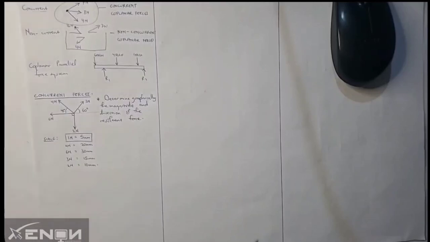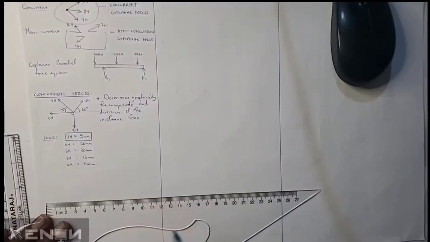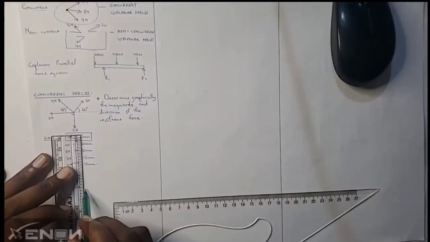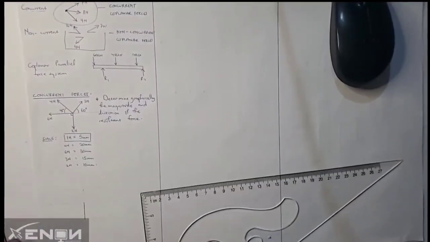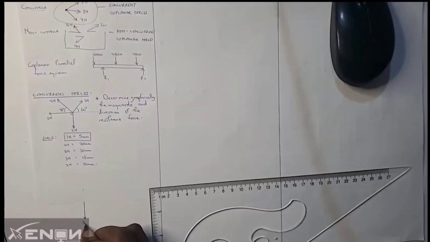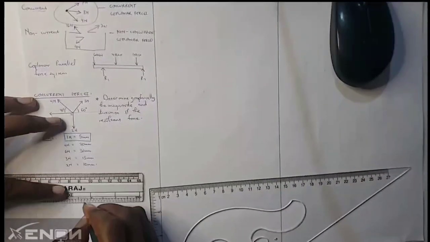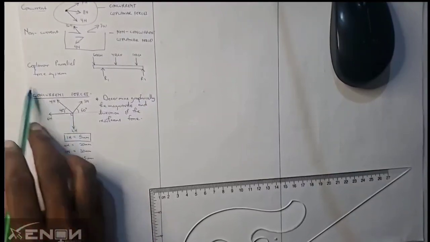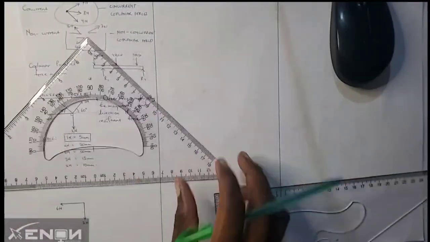Now that we have the scale, we can proceed and draw what we call the Bow's notation. The Bow's notation is an accurate representation of this system here. So I'm going to pick my set square very fast here and draw this. Start off with a horizontal line. Then on this horizontal line, I'm going to put a vertical line. This vertical line represents my 2 newtons. Then I'm going to put a horizontal line for the 6 newtons. Then I'm going to use my 45 set square.